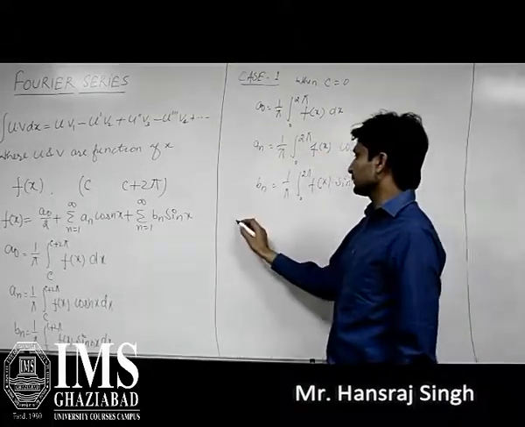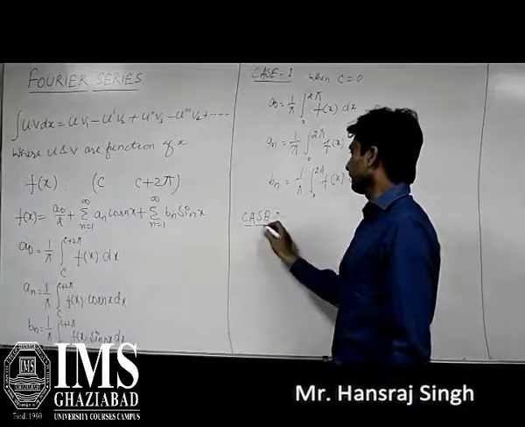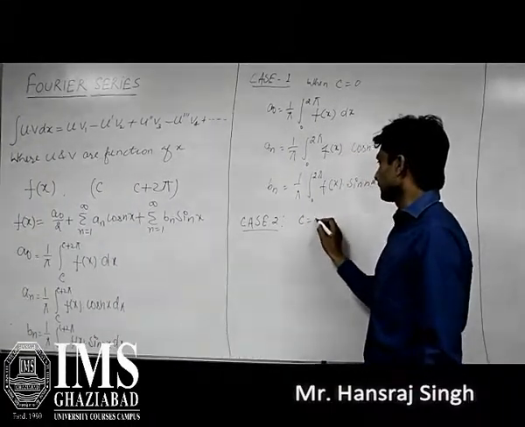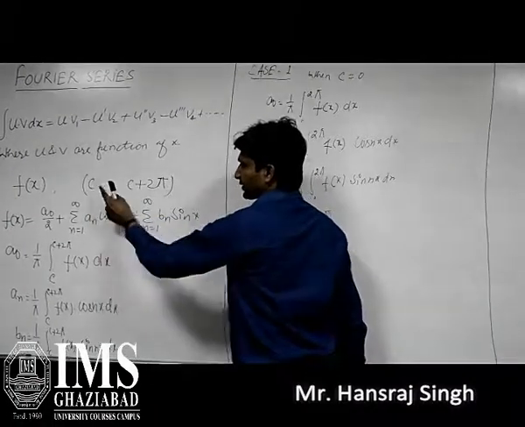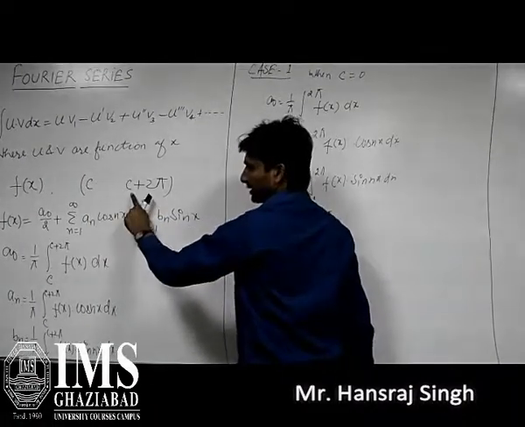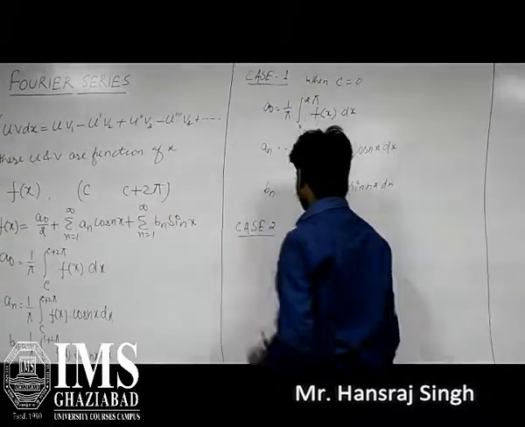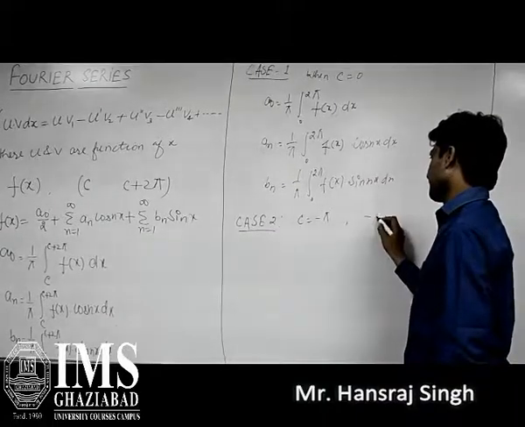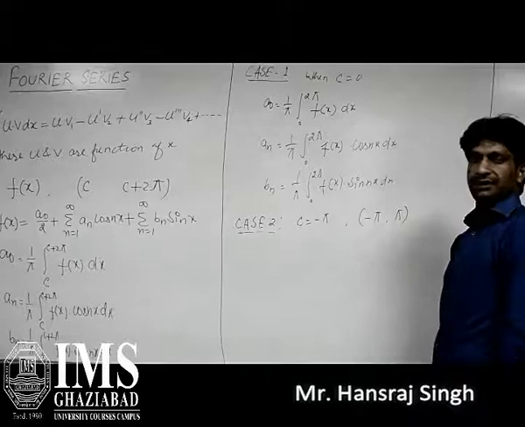And second case, students, case second, when c is equals to minus pi. In this case, this is minus pi plus 2 pi, so it is converted into the interval minus pi to plus pi. This is the interval in the second case.